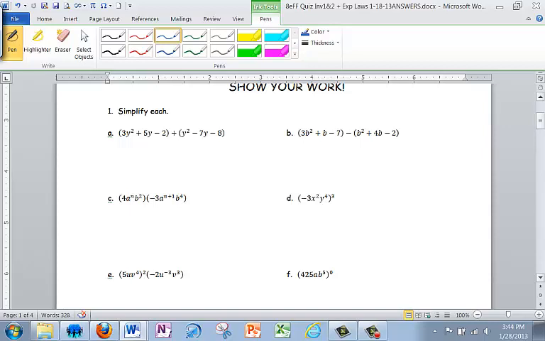Number 1A. This is just combining like terms. You do not even need to worry about the parentheses. So the correct answer is 4y squared minus 2y minus 10. So you're looking for the like terms. And I think that went pretty well for most of you.